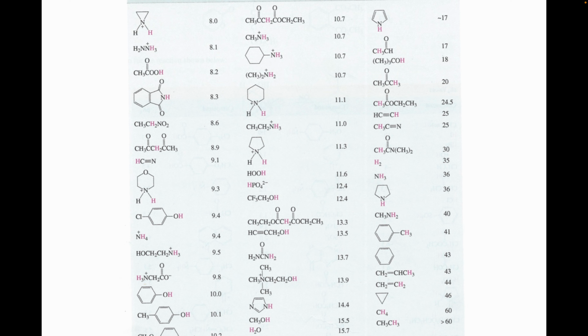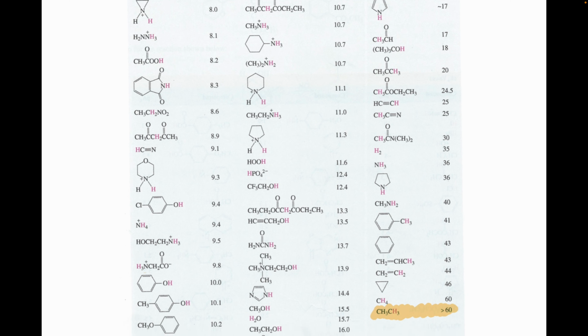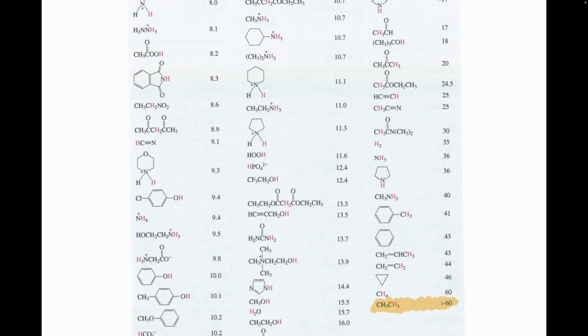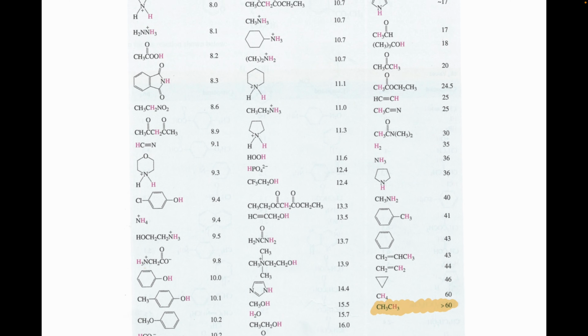All right, who's got one of them? So we have our sp3 hybridized carbon. We'll have a pKa greater than 60. Notice the worst acid on our chart altogether. There's nothing worse than that. All right. What's another one? So our sp2 hybridized carbon has a pKa of 44. And what about that sp hybridized carbon? That one's up here. 25.